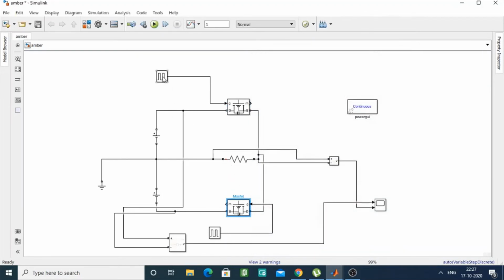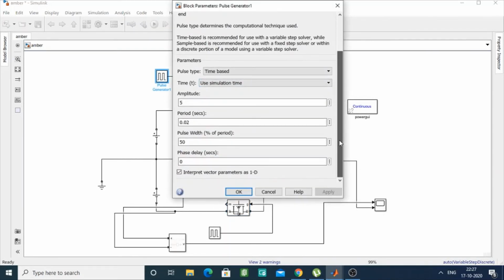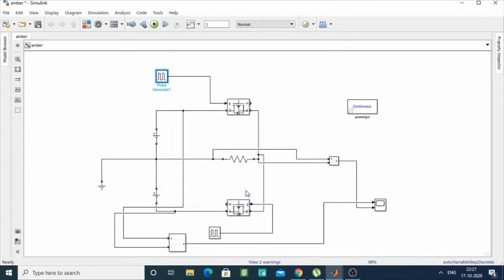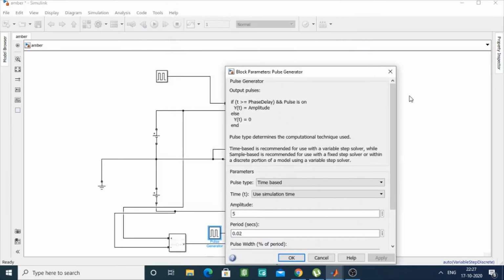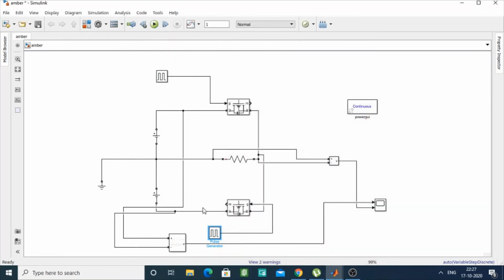And coming to the pulse generators, we have used two pulse generators over here. For the first pulse generator, we have used an amplitude of 5, period of 0.02 seconds, pulse width of 50, phase delay of 0 seconds. But for the second one, we have used all the same specifications except the phase delay, which is 0.01 seconds over here.